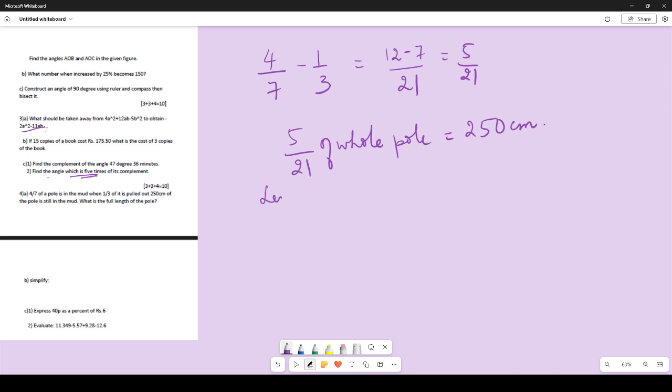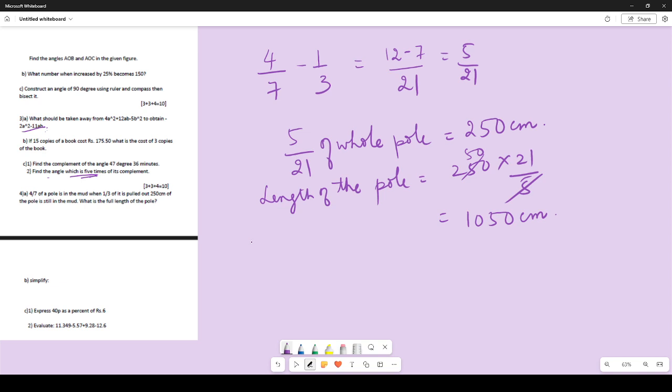So the length of the pole will be what? Length of the pole is equal to 250 into 21/5. So what does that give you? 1050 centimeters. That will be the full length of the pole over there. Okay, so that should be your answer.